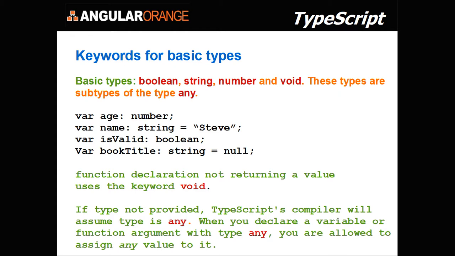But anyway, you could declare certain variables as numbers, strings, booleans, and a string, and define it to be null, etc. A function declaration not returning a value uses the keyword void. Okay, so we do have a void keyword, and if the type is not provided, the TypeScript compiler will assume the type is any. When you declare a variable or function argument with the type any, you are allowed to assign any value to it.